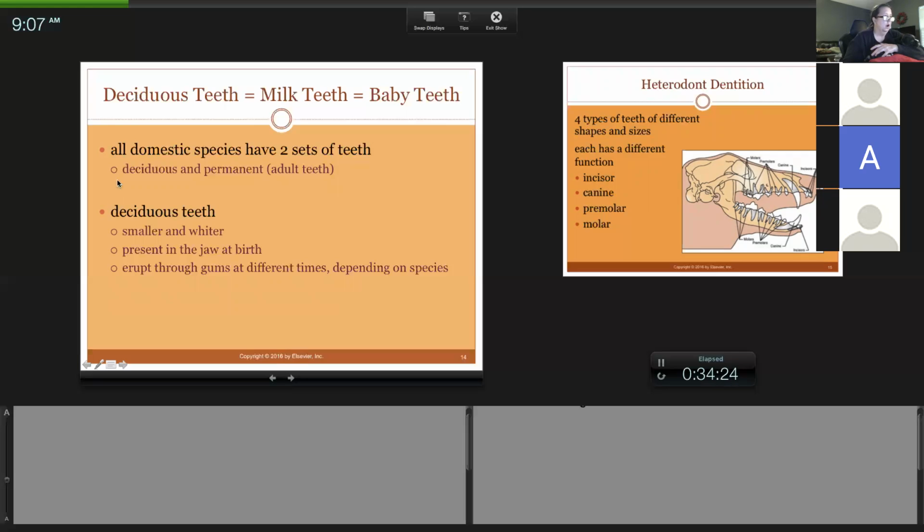Now, deciduous teeth, some people call them milk teeth, baby teeth. I want you to know deciduous is the baby teeth. And all of them are born with two sets of teeth. They're born with their deciduous and their permanent teeth. Now, the deciduous ones, you can tell, are very small and very white. And they are present at birth, but they start to come through at different times.